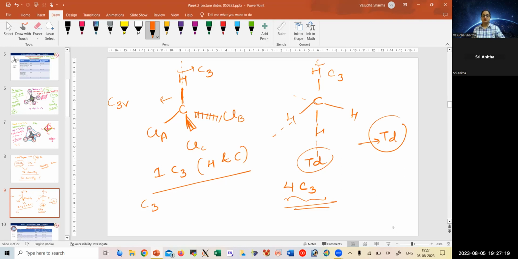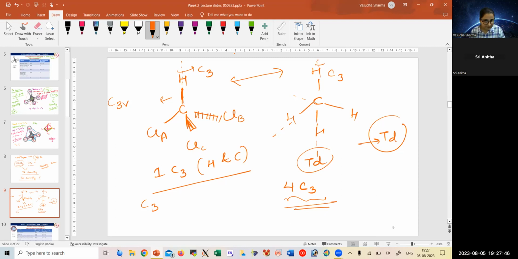Oh, great. So now this concept is clear: why I'm saying that both have tetrahedral geometry, but they differ in their symmetry. CH4 has tetrahedral symmetry, but not CHCl3. Because three hydrogens have been replaced with chlorine, the symmetry changes a lot. So we can't call them both tetrahedral in symmetry. Is that clear?